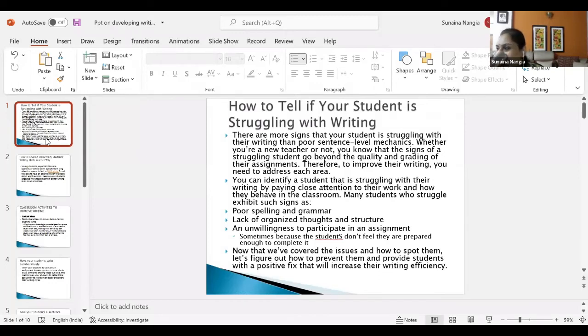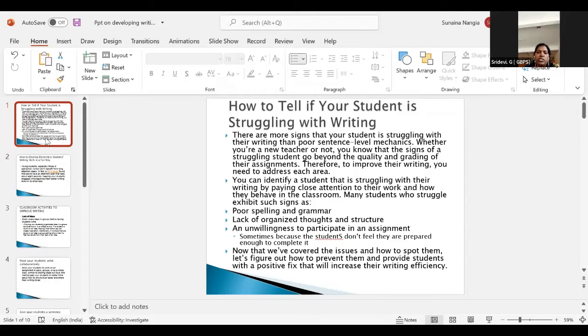Okay, ma'am. How to tell if your student is struggling with writing? There are more signs that your student is struggling with their writing than poor sentence level mechanics. Whether you are a new teacher or not, you know that the signs of a struggling student go beyond the quality and grading of their assignment. Therefore, to improve their writing, you need to address each area.